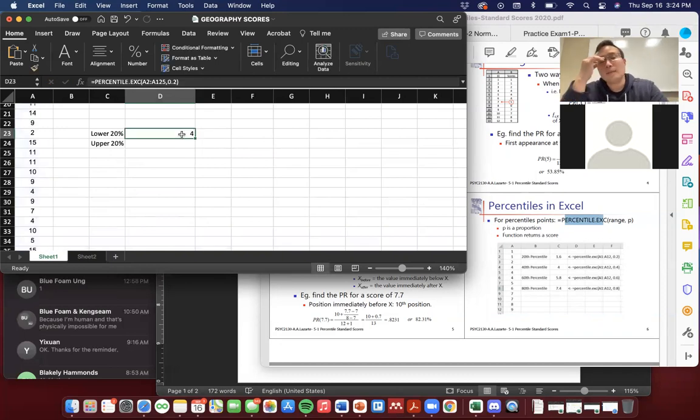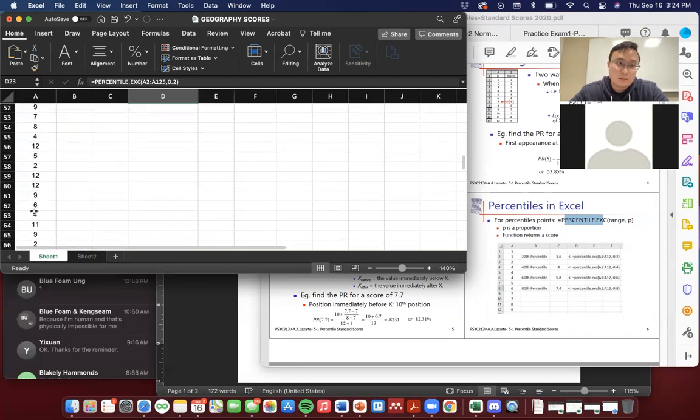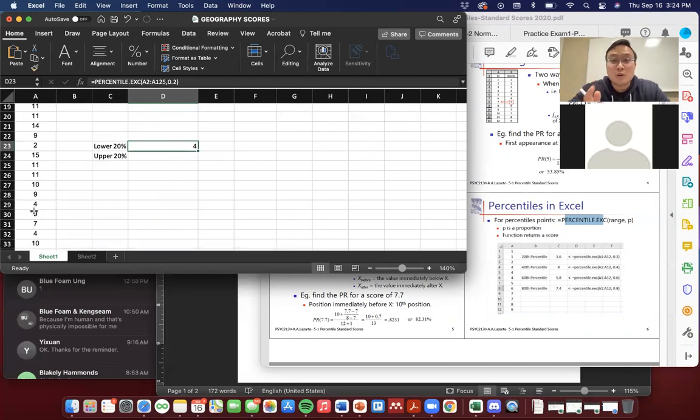4. That means that from this set of quiz scores, the lower 20% of scores are 4 and below, right? Anything 4 or below consists of the lower 20% of scores in this data set. We want to do the upper, we can do that too. But the upper 20%, this is where it gets a little tricky, right?